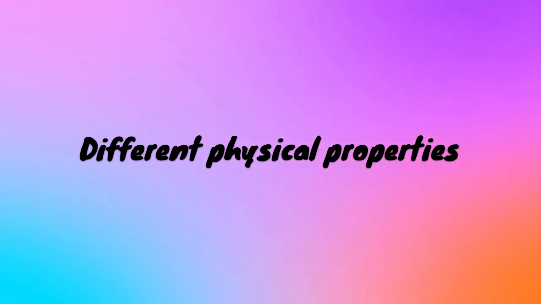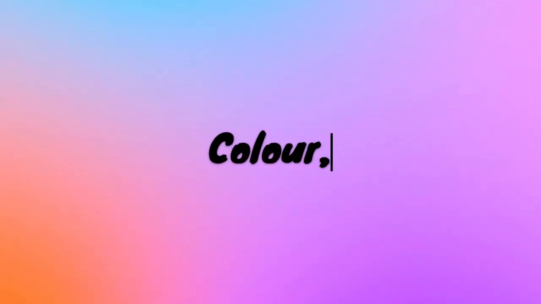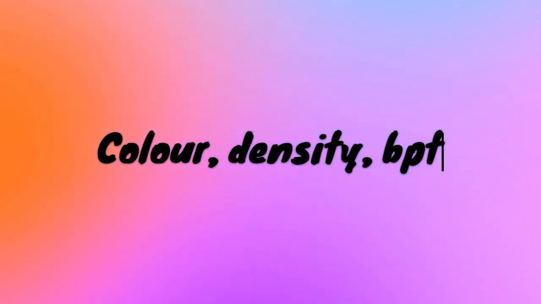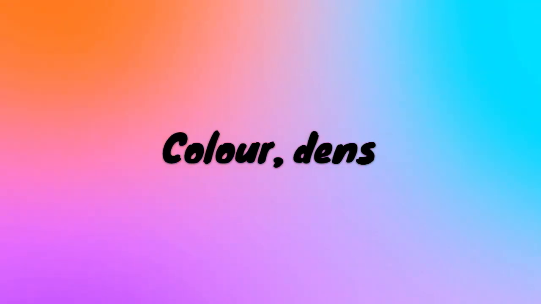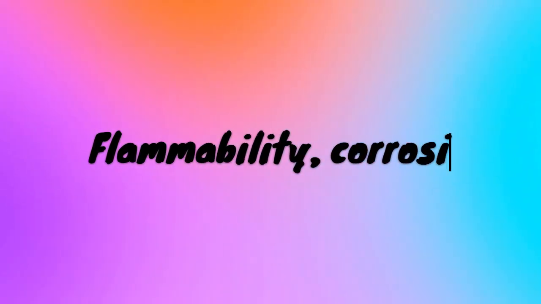Well, physical properties are essentially properties that you can see. For example, the colour of something, its density, its boiling point. Chemical properties would include stuff like flammability or corrosion.